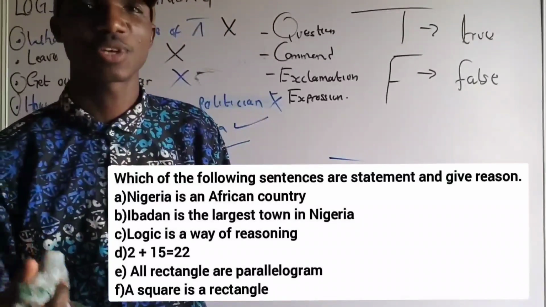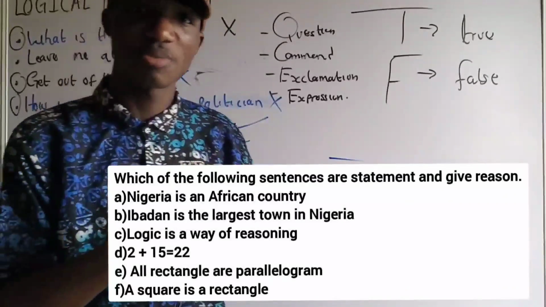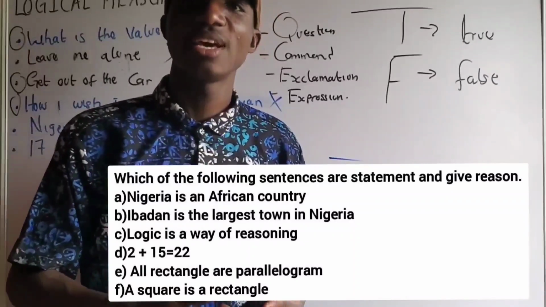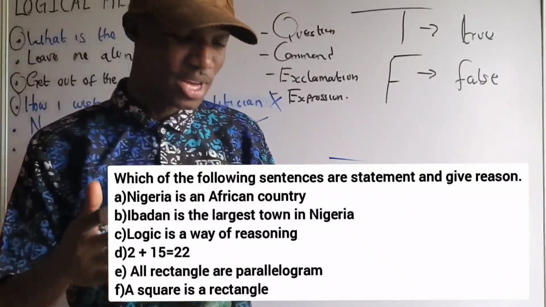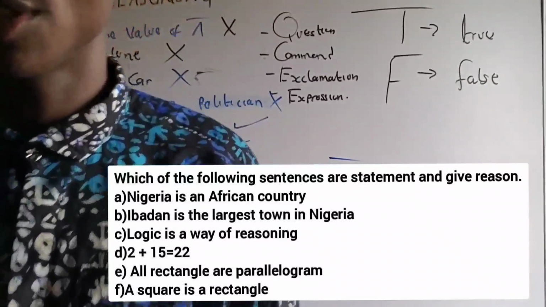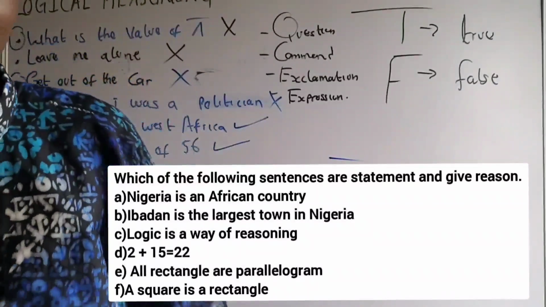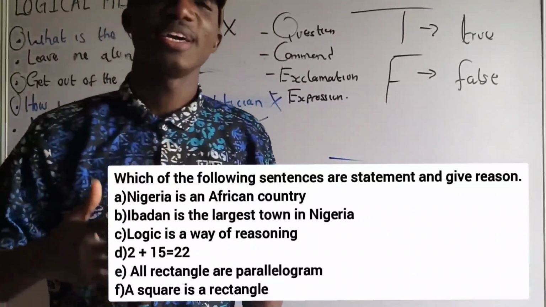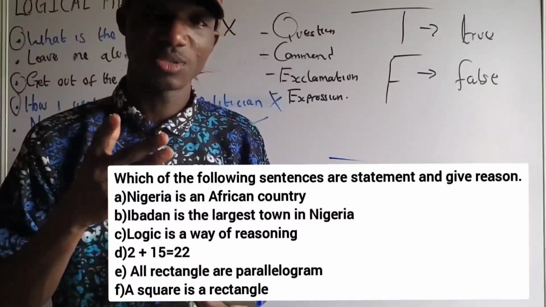Is Nigeria an African country or not? Yes, Nigeria is an African country. So that statement is true. Are you getting what I'm trying to say? Don't forget the definition of statement. A statement refers to a sentence that is either true or false. So Nigeria is an African country is true. The identity of that statement is true, that is capital letter T. So it is a statement. The reason is because it is either true or false, and it is true.